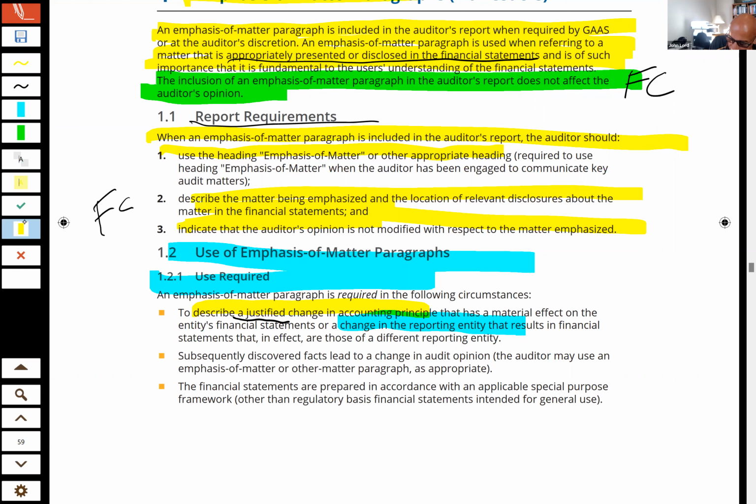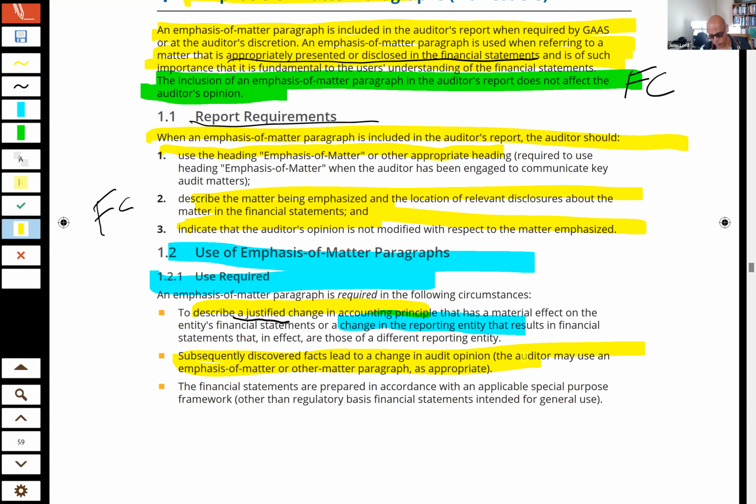If there is a subsequently discovered fact that leads to a change in my opinion, then I would have to give either an emphasis of matter if it is properly disclosed, or if it is not disclosed in the financial statements, that requires a qualification. If it is disclosed, emphasis of matter. If it isn't disclosed, then an other matters paragraph, which is for things that aren't necessarily disclosed in the financial statements, but the auditor wants to call them out in their report, and that may be required under certain circumstances.